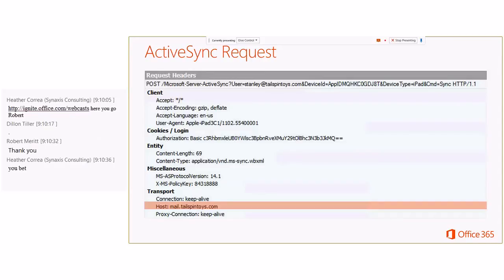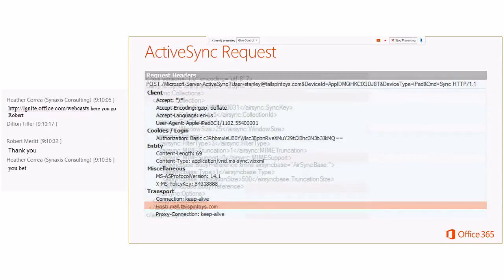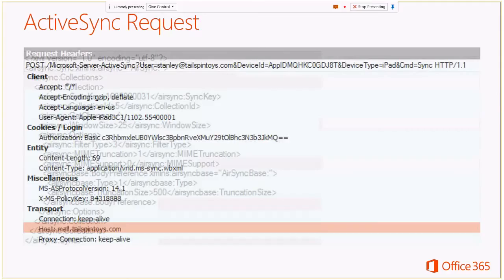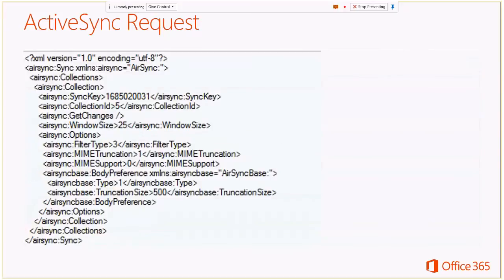Here's the request body. I'm just going to point out a few elements in here: the sync command, the sync key, and the collection ID. The collection ID is the folder. So if you remember when I mentioned the initial folder sync gets the folder hierarchy, we'll never see a folder name in the logs. We'll always see this collection ID value.